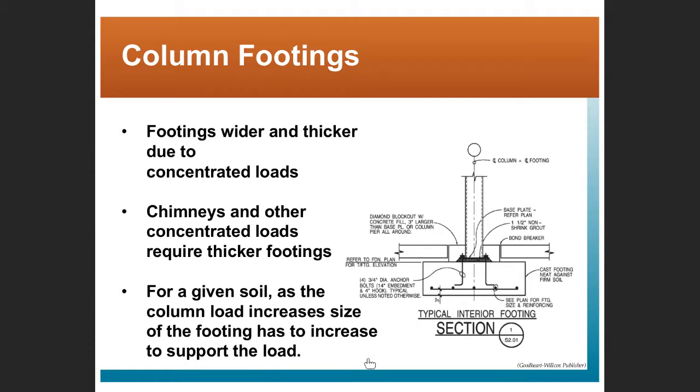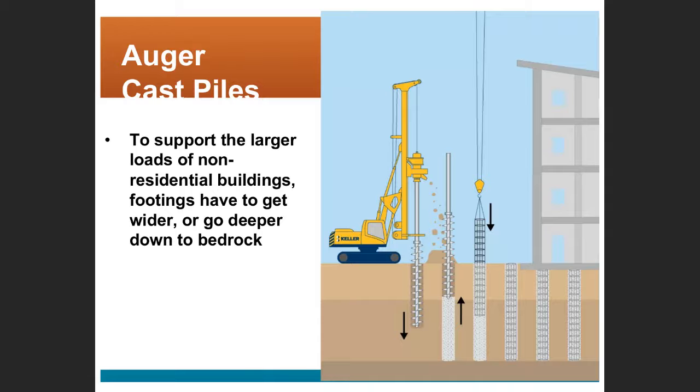Again, if you go back and look at your column table in Sullivan, you'll notice that for a given soil type, as the column load increases, the size of that footing has to increase to support the load. So if it's 2,000 pounds per square foot soil, and we double the column load, then the area of that footing would have to double to accommodate that additional column load.